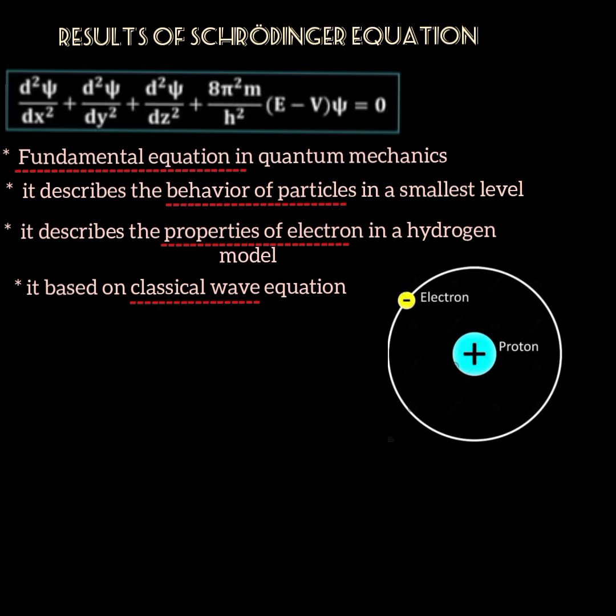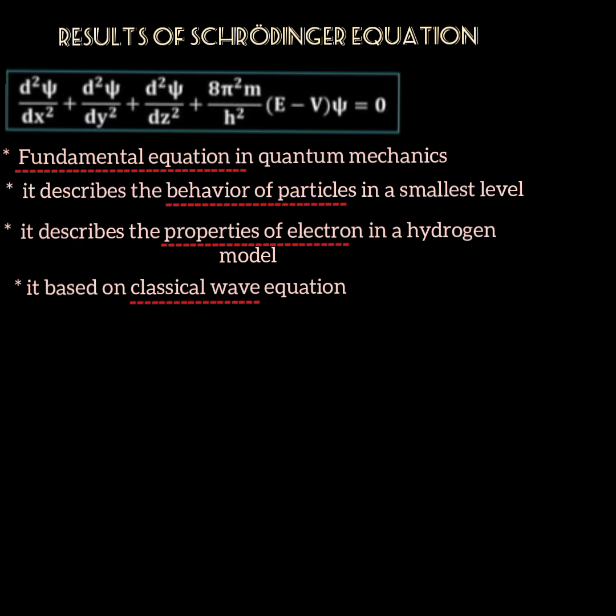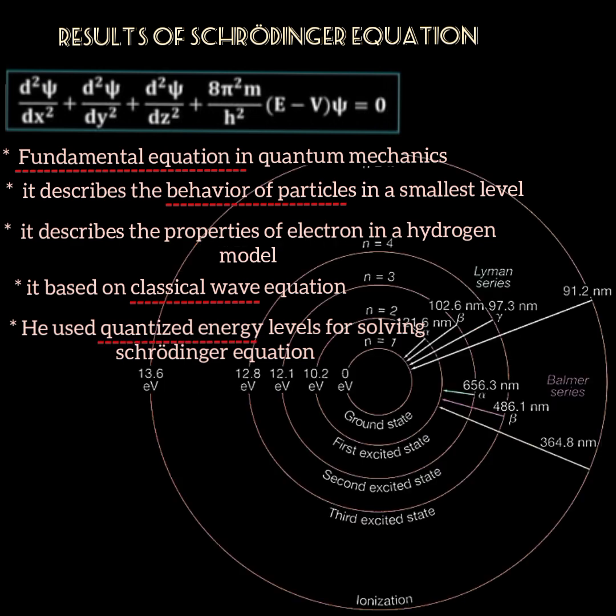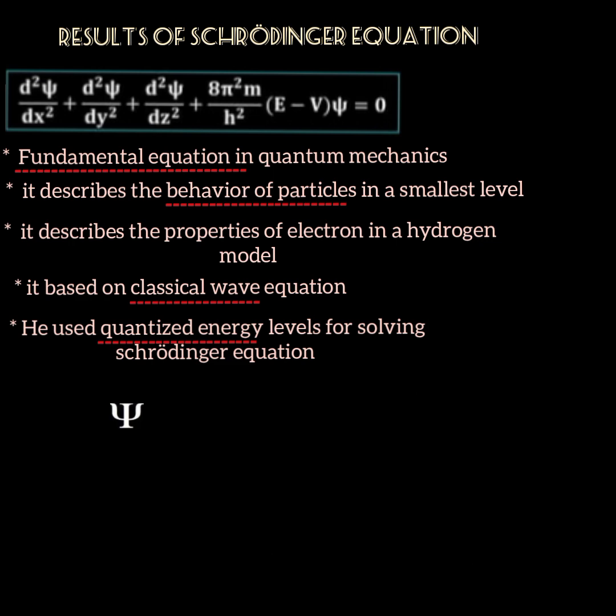In order to solve the Schrödinger equation, he used quantized energy. That is, the electron in the hydrogen atom can have only fixed values. Quantized means that the electron can possess only certain discrete energy values. He used the Greek letter psi for representing the wave function.